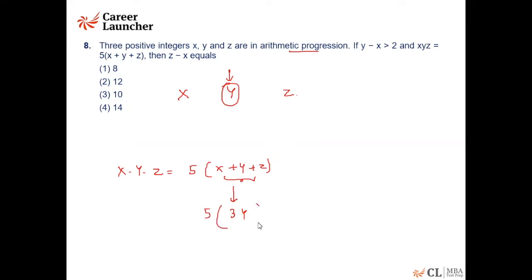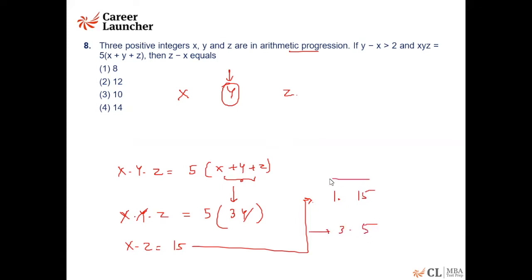5 times 3y is equal to x into y into z. So y gets cancelled out. You will get x into z is equal to 15. So since we are talking about positive integers and z is greater than x, I could split this as 1 into 15 or 3 into 5. These are the only two possibilities of distributing x and z. So if z is equal to 15 and x is equal to 1, then y would be equal to 8, which implies z minus x must be equal to 14.